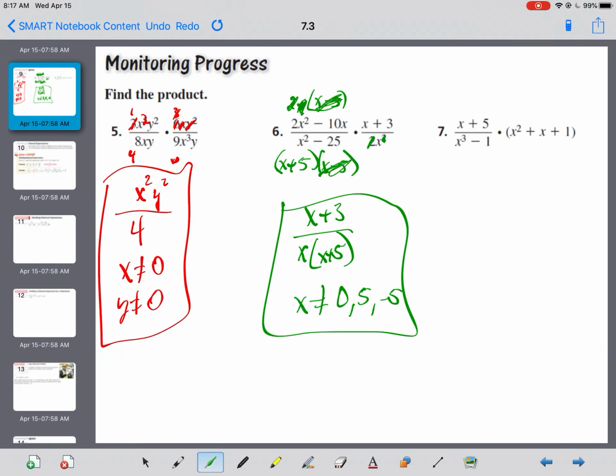Now, we have x in the top and in the bottom, so it kind of can still be 0 because, well, no, because if you did 0, you'd have 0 plus 3 is 3 over 0 squared is 0 times 2 is 0. 3 over 0 would be undefined. So it can't be 0, it can't be 5, and it can't be negative 5.